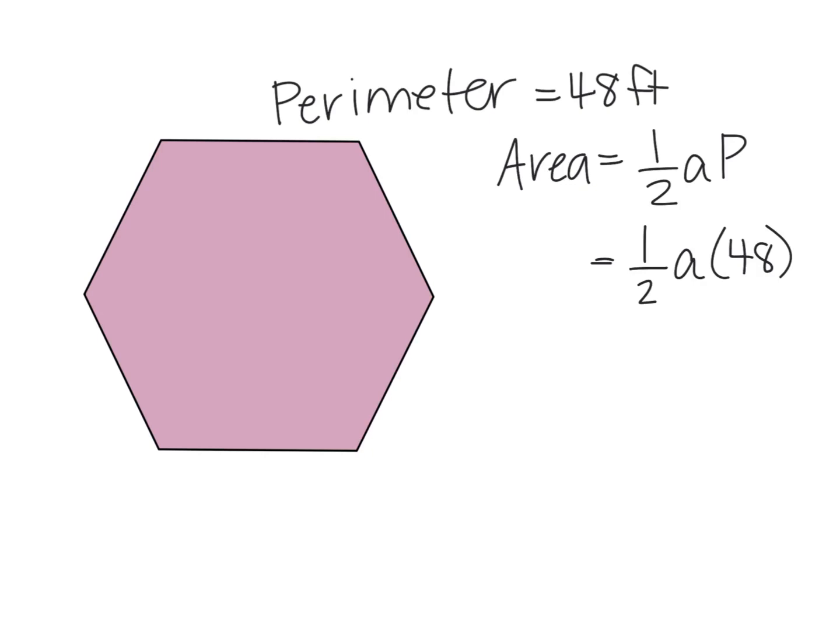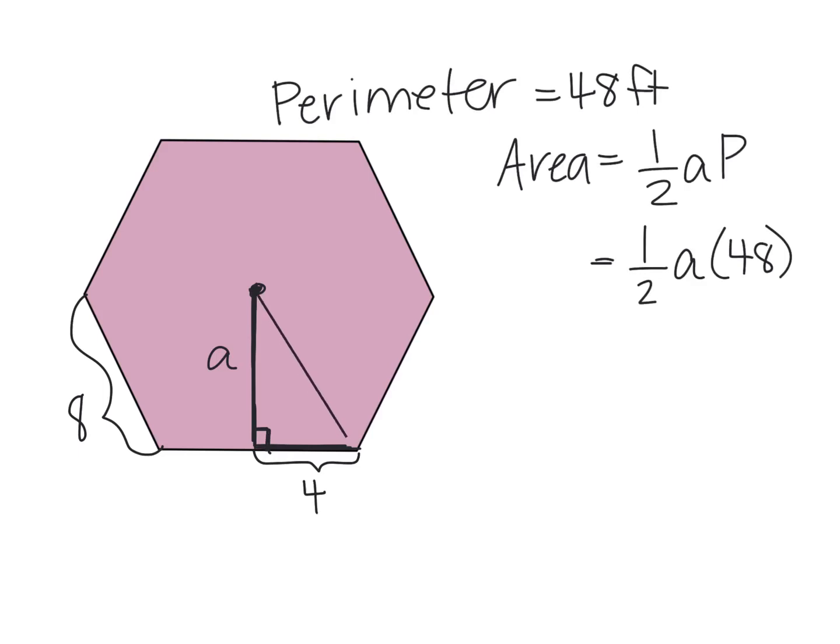If we have a perimeter of 48 and we're looking at a hexagon, that means that one side length is going to be 48 divided by 6. So 48 divided by 6 is 8. So each side on the hexagon has a value of 8. That means if we want to calculate our apothem, which is the distance from the center to any of the sides perpendicular, then we are going to cut that 8 in half right here to get 4.